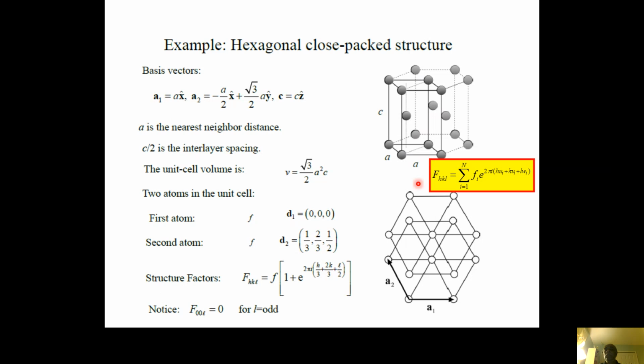So now if you plug into this equation, you have two terms, one coming from 1 because of the 0, the other one is like this. So you can see now you get this F00L becomes 0 when L is odd. So they have more unallowed reflections. But I think at this point you only need to remember simple cubic, BCC and FCC structures. But you know how to do it for diamond and hexagonal close-packed structures also.